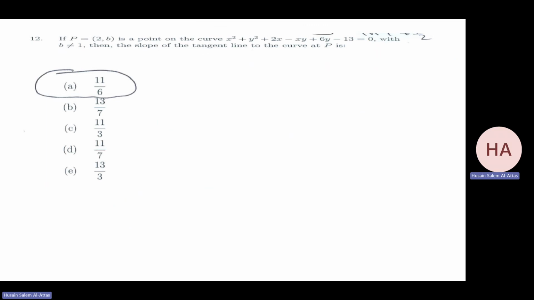P is a point on the curve. This point, P, is the point on the curve with this. The slope of the tangent line at P equals what?